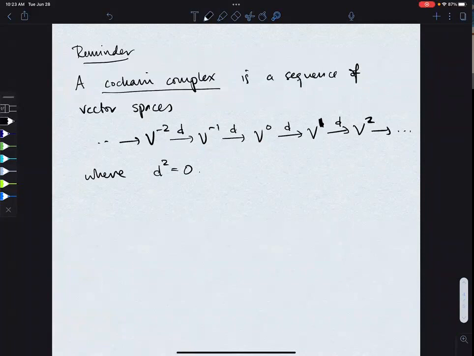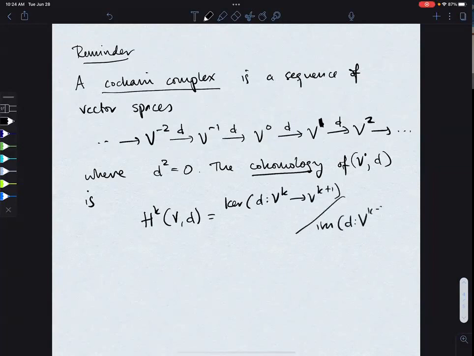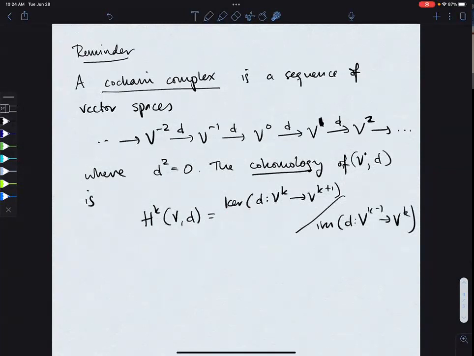Which means there's a thing called cohomology of this data, which is a bunch of vector spaces. The kth one is the kernel of the map out of Vk modulo the image of the map going into Vk, which, this image is a subspace of the kernel by this property.